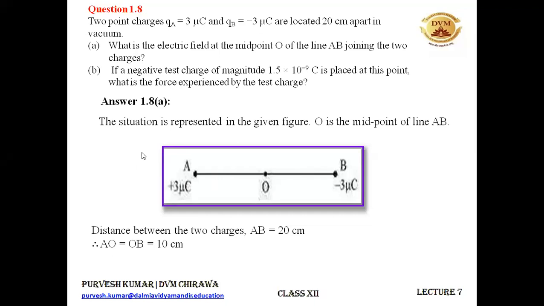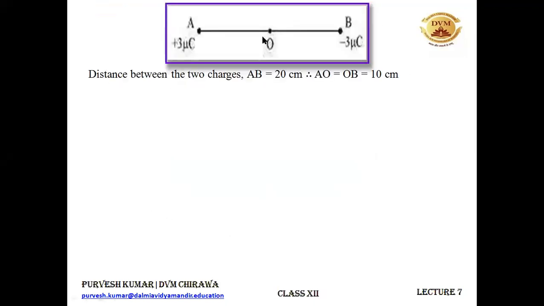In the next slide, I have just copied these two things which I have found out, and then I'll be moving ahead. So please don't think that in the next slide I'm moving towards the next question. I'm just using the information that we have derived from this question to solve it. This is what we have written in the previous slide, that two charges are there and the distance between them is 20 centimeter. O is the midpoint, AO equal to OB equal to 10 centimeter.